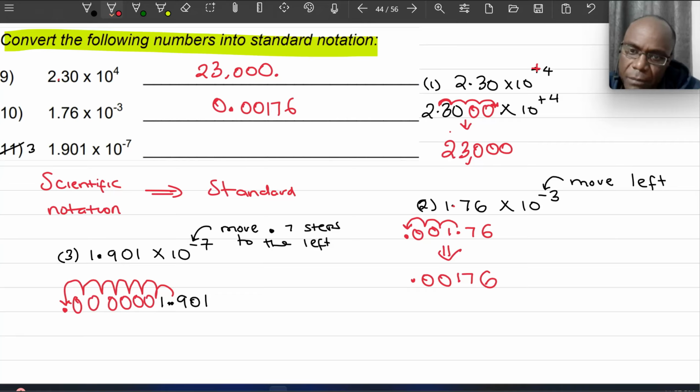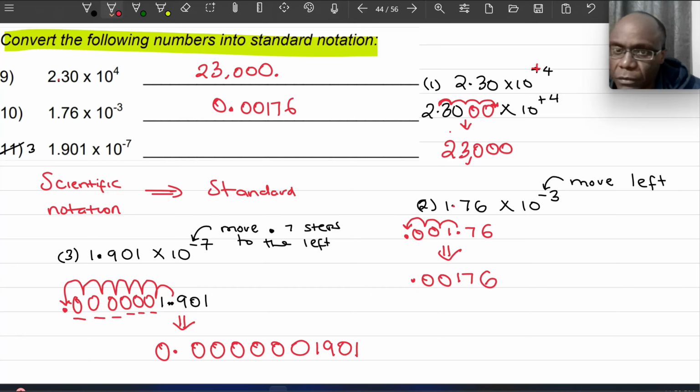Where I have these bumps, I'll put zeros. So this number answer is 0.123, 4, 5, 6. 1, 2, 3, 4, 5, 6. 1901. So that will be the number here, 0.12345 1901.